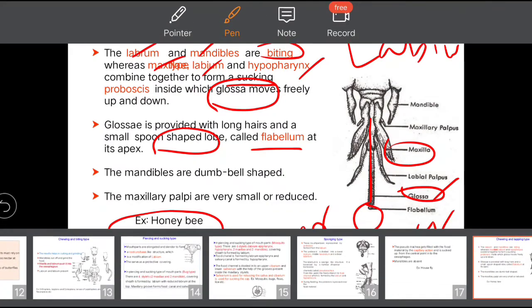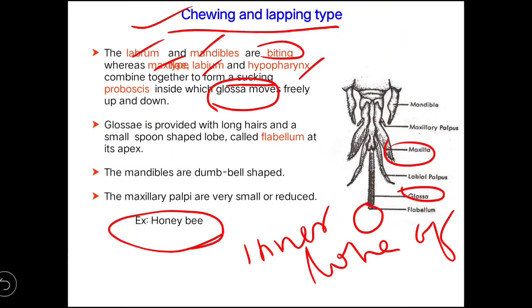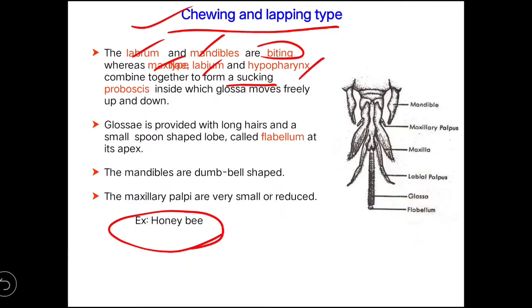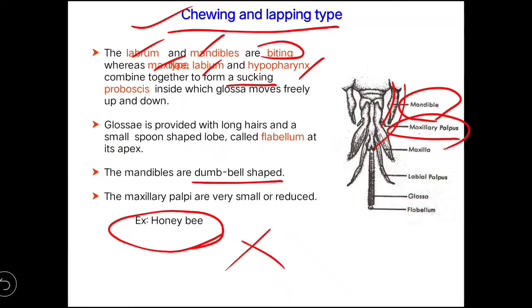As you can see here, already we have discussed this flabellum. Flabellum is nothing but the spoon-shaped lobe present at the end of glossa. Then the mandibles are dumbbell shaped. As you can see, this is the mandible, dumbbell shaped. Then the maxillary palpi are very small and reduced. So remember, chewing and lapping type means the sucking portion inside has the glossa, which moves up and down, and at the tip of the glossa the flabellum is there, which is spoon shaped in structure.